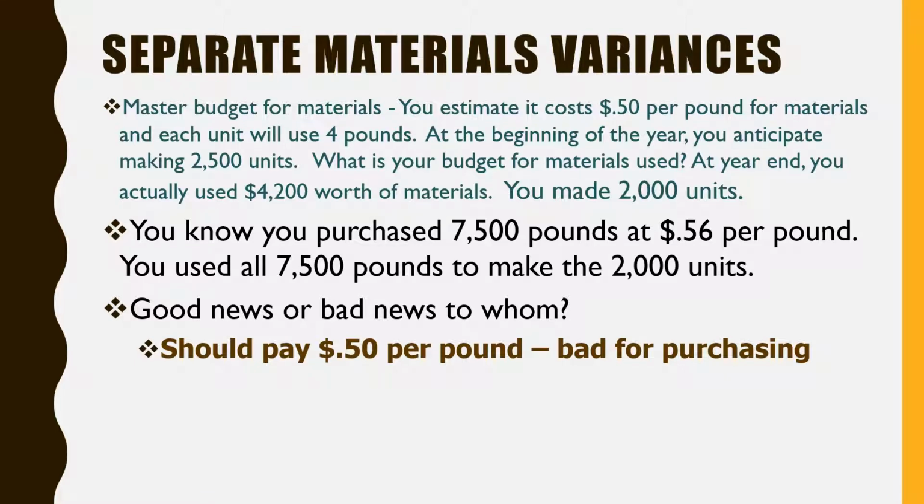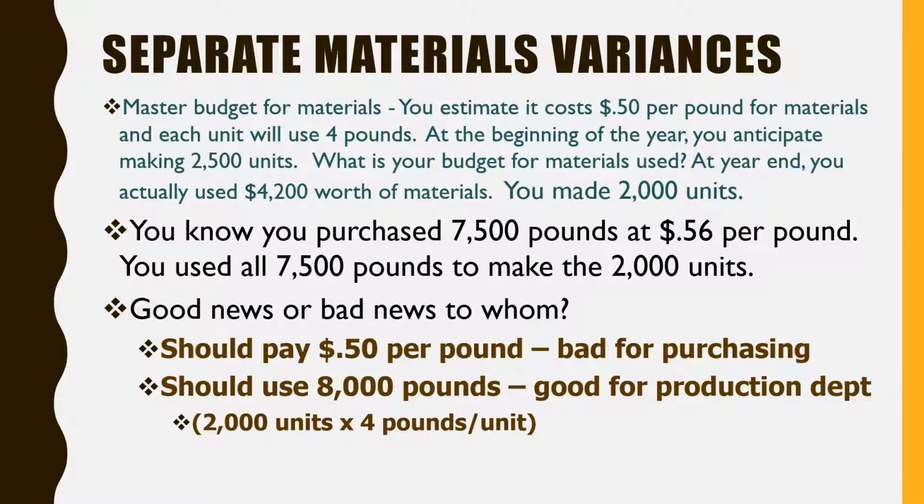Then you worry about the production department. They should have used 8,000 pounds, 2,000 units at 4 pounds each. They really used 7,500 pounds, so that's good. They worked more efficiently than we expected. So the production department should get a pat on the back.